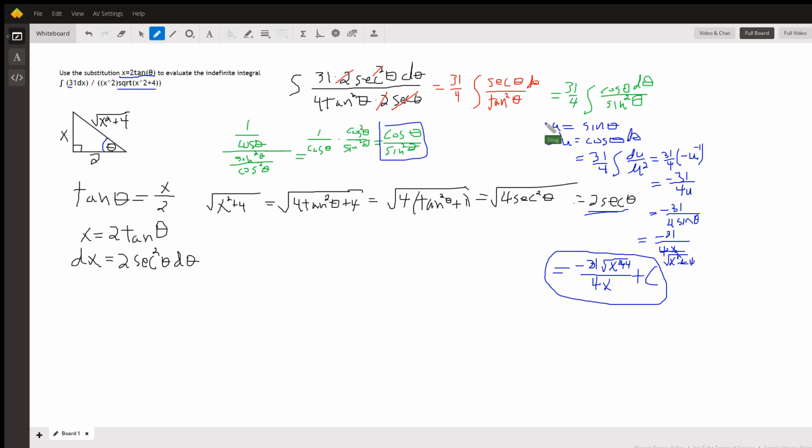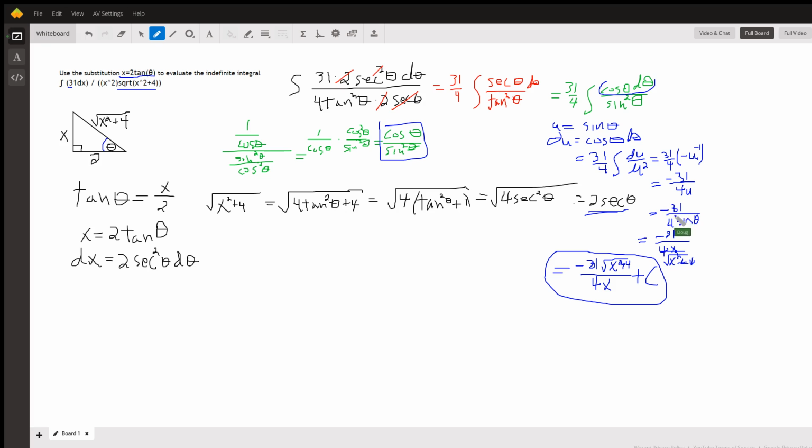Now we've got to use u substitution. Let u equal the sine of theta, so du equals the cosine of theta d theta. And we still have the 31/4. This cosine theta d theta is du, and we have u over u squared, because u is the sine of theta. The antiderivative of 1 over u squared is minus u to the minus 1. So we've got, in effect, negative 31 over 4u.